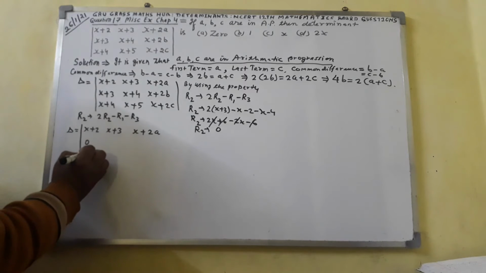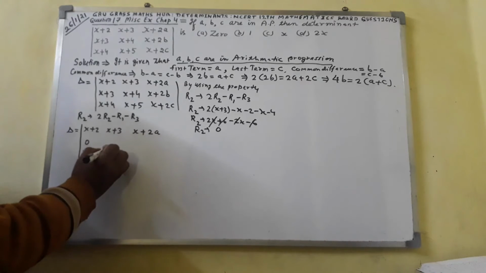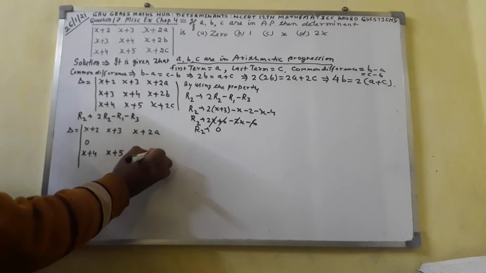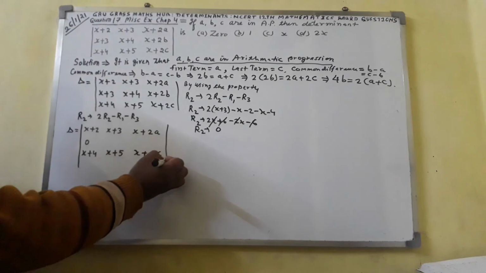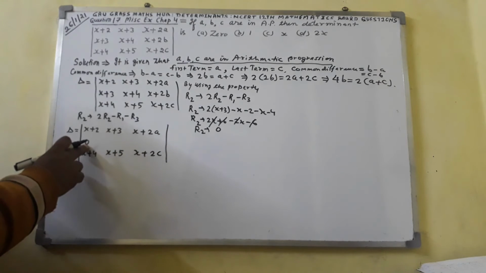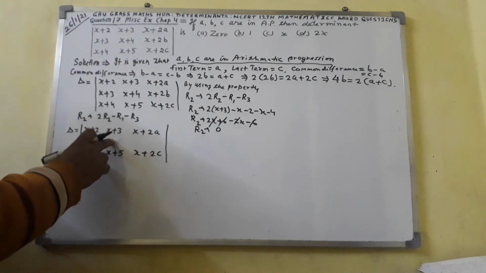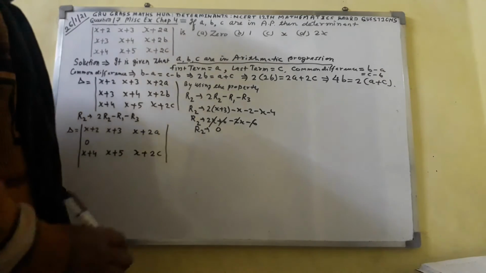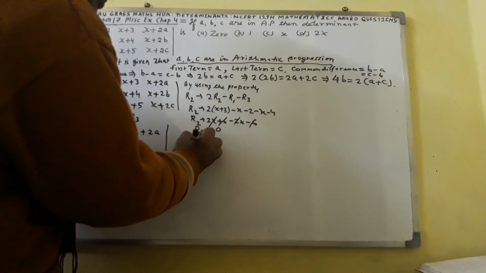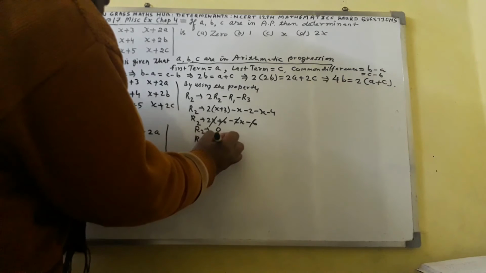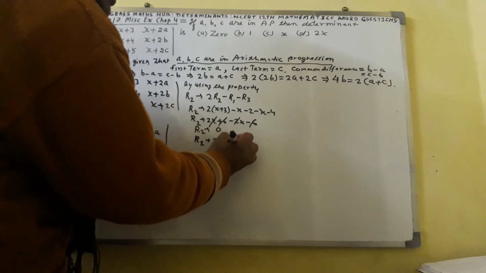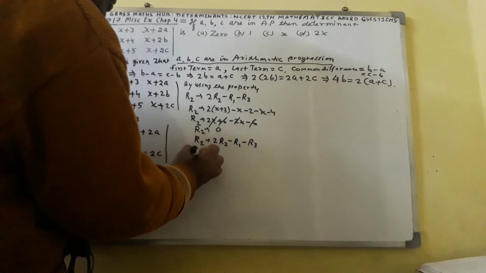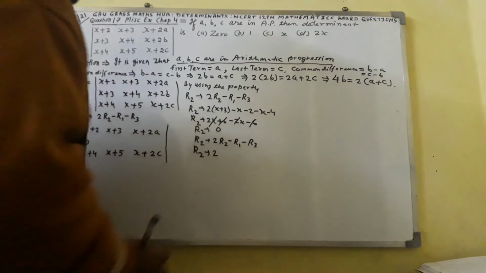So here write x plus 4, here write x plus 5, here write x plus 2c. Here you have got 0. Think about this element. What will the elements be? So here, if you do the operation, R2 goes to 2 times R2 minus R1 minus R3. R2 goes to 2 times R2.